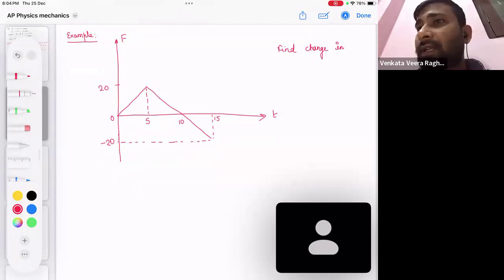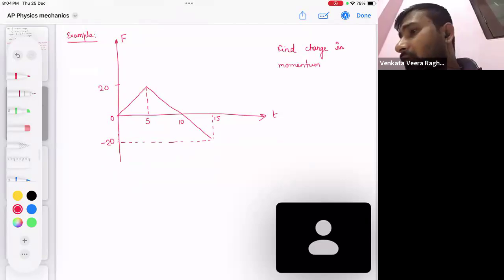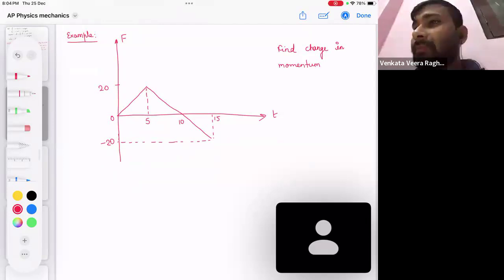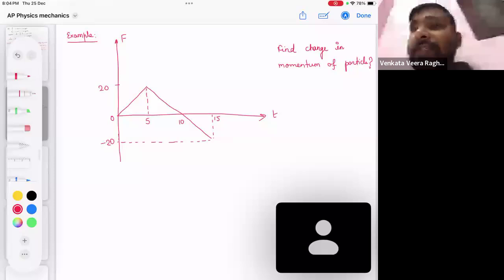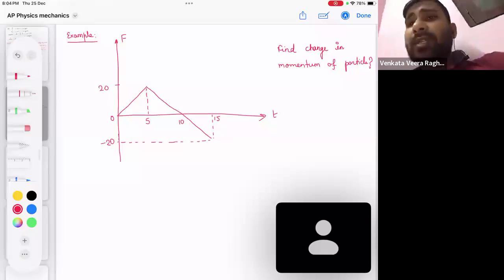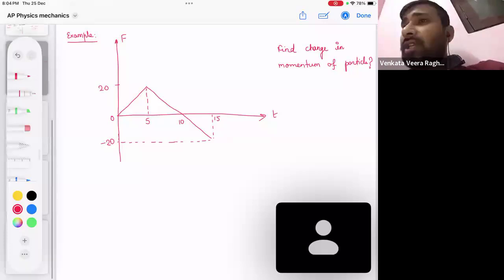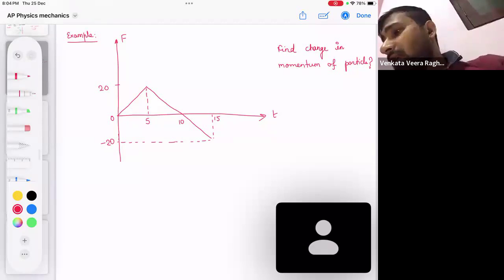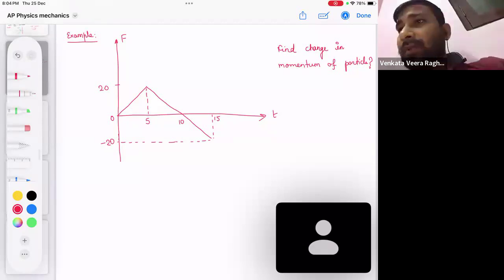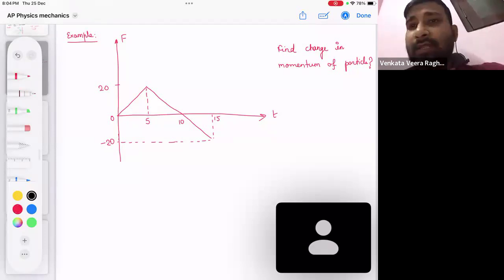Change in momentum of the particle, if I'm asking, what will you do? Find the change in momentum of the particle, they are asking in the question. So how do we calculate the change in momentum? Change in momentum can also be called the impulse, no? So in the question, if they are asking the impulse or the change in momentum, actually they are asking the same thing, isn't it?